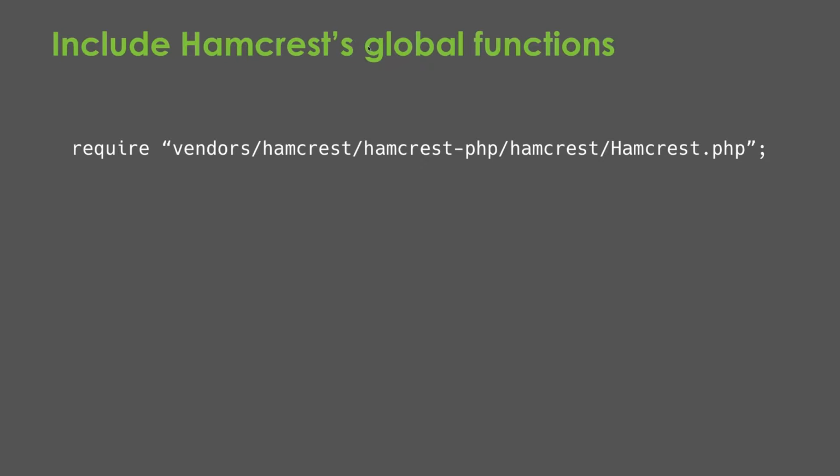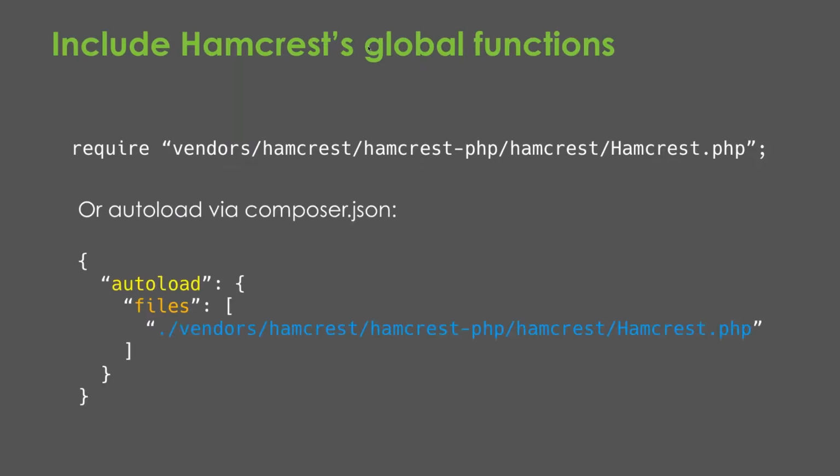You also need to include Hamcrest's global functions. These aren't auto-loaded when you auto-load with Composer, presumably because they're trying to avoid any BC breaks. And the functions aren't namespaced because I believe the Hamcrest maintainers want to maintain some backwards compatibility with older versions of PHP, and before PHP 5.6 auto-loading functions is a bit tricky. So you can either put this require line in your test bootstrap, or you can auto-load a single file using Composer, like this.